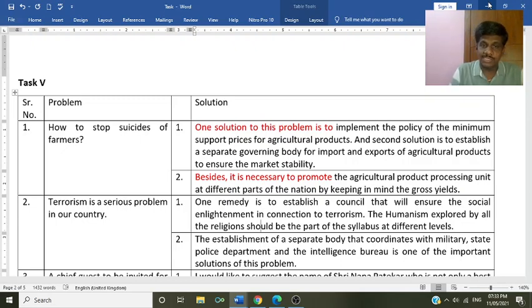So this is what you can see as the solutions. Then second, besides, it is necessary to promote the agricultural product processing units at different parts of the nation by keeping in mind the gross yields. So this is the second solution. You can see that these three solutions are very logical, reasonable, and you can implement them in reality. So these are the solutions of this problem.